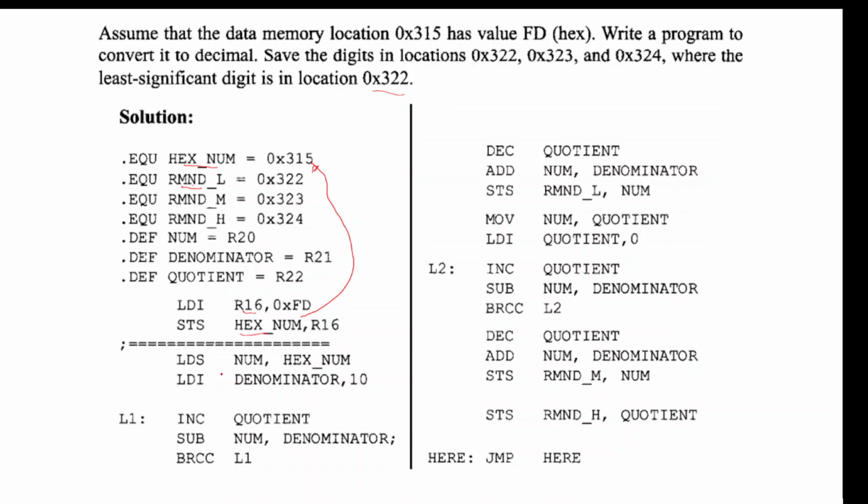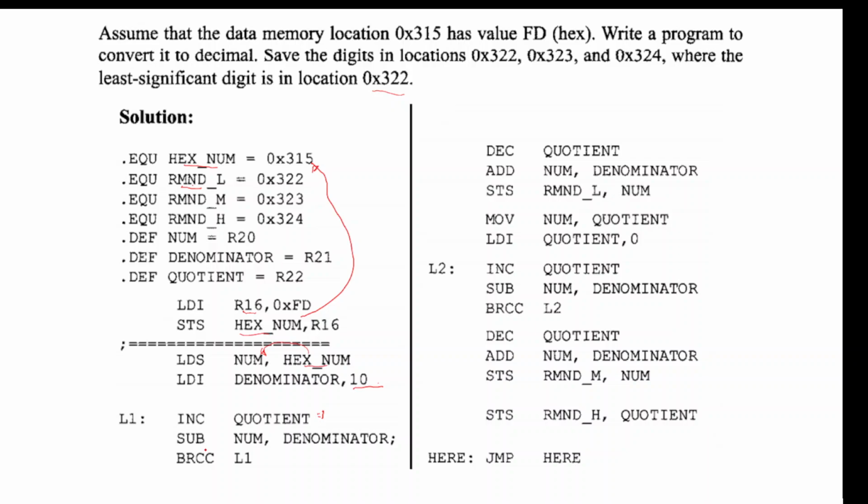So now we have hex num loaded to the num, or the numerator, and we have LDI immediate, the denominator having a value of 10. So our goal is to divide it by 10, right? And so we'll have, first, a loop, then increment the quotient by 1. So first in the loop, the quotient is equal to 1.